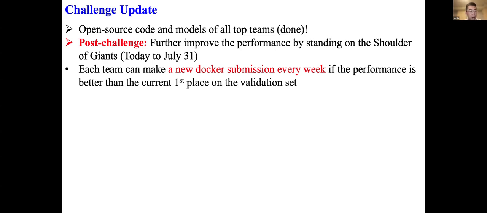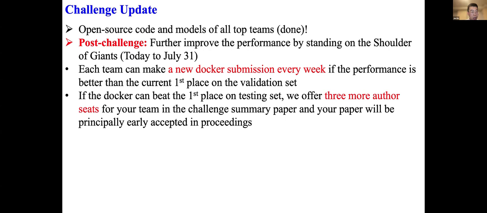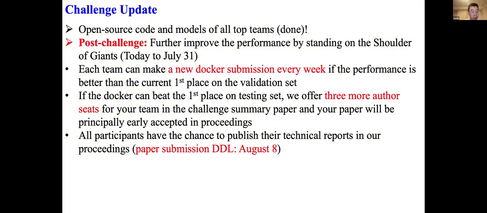Here are some details. Each team can make a new Docker submission every week if their performance is better than the first place on the validation set. And secondly, if the Docker can beat the first place on the testing set, we offer three more author seats for your team in a challenge summary paper, and your paper will be principally early accepted in our proceedings. Also, all participants have a chance to publish their technical reports in our proceedings. We would like to maximize the diversity of the methods. So the paper deadline would be August 8.